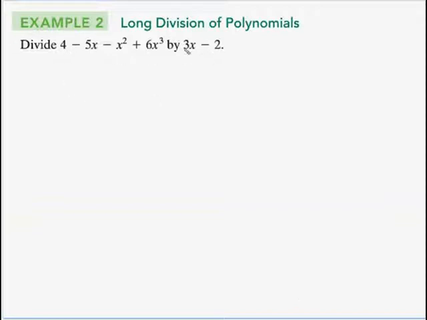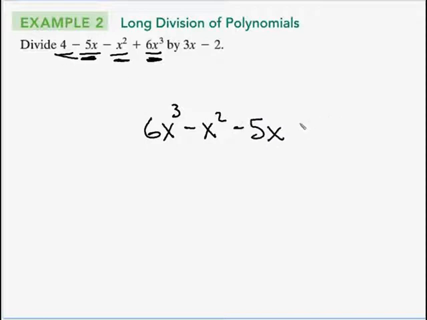Now I see first off that my powers are out of order. We're dividing this 4-termer by the binomial. So I'm going to first write this in descending order. 6x cubed goes first, and then we got an x squared term, and then we got our minus 5x term, and then our plus 4. And we are going to divide that by the binomial 3x minus 2.